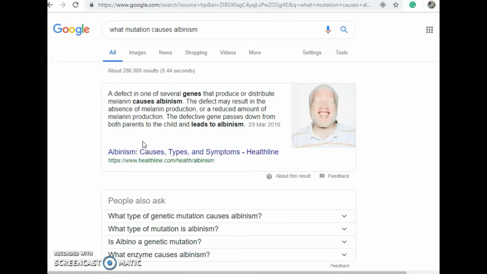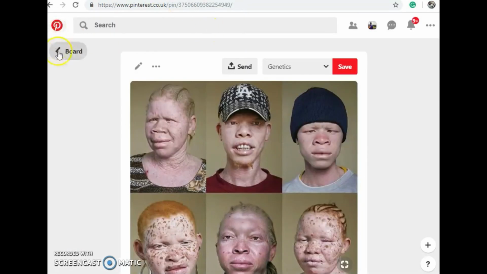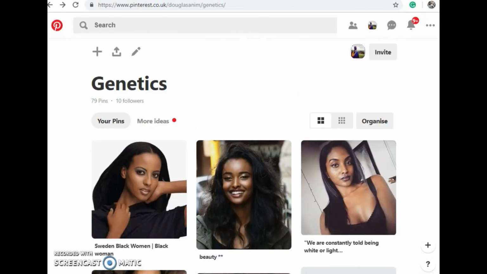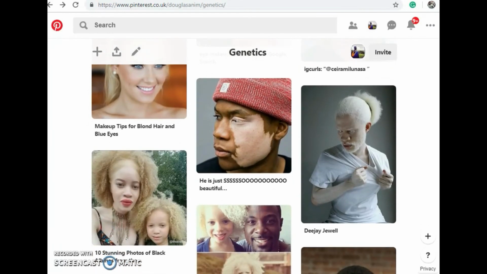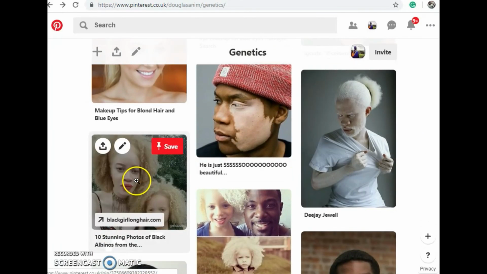The defect may result in the absence of melanin production or a reduced amount of melanin production. The defective gene passes down from both parents to the child and leads to albinism. So it's two genes, from both parents. Interesting. Can dig a bit deeper, but we'll leave it at that. There's a lot more to explore. Alright, so that's basically what causes albinism.